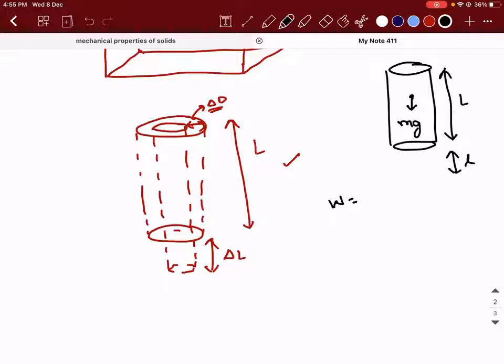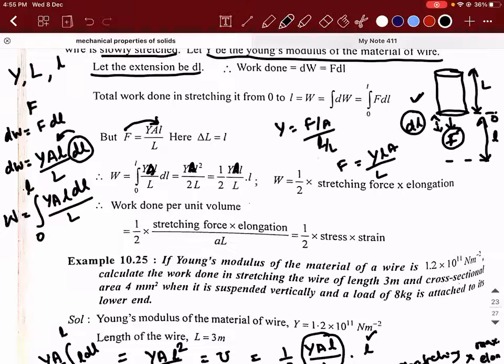So work done, what do you want to do? You want to use the work done formula only, right? Sir, work done is equal to force mg. But one mistake that might happen here: the object is not elongating due to its own weight. Actually, I'm sorry, you can't apply it, because mg is an internal force. It is its own weight. The object is getting elongated due to the deforming force. Okay, sir. So you can't use it.